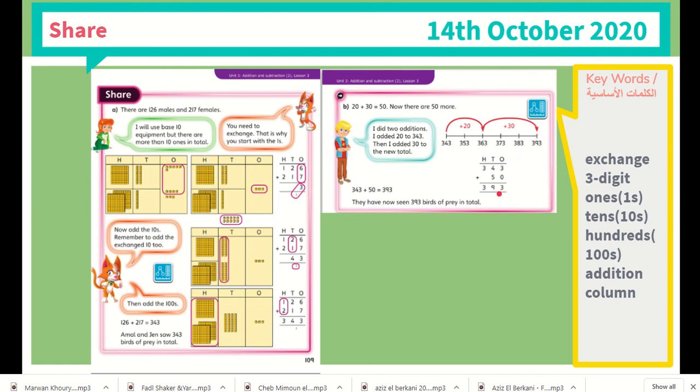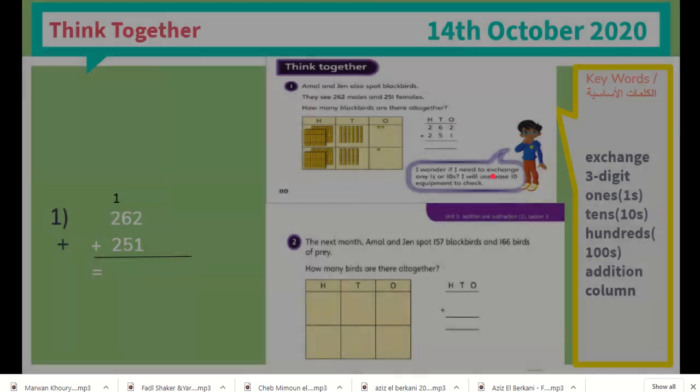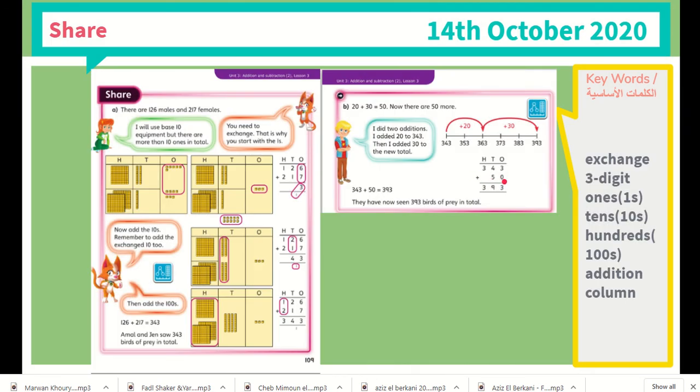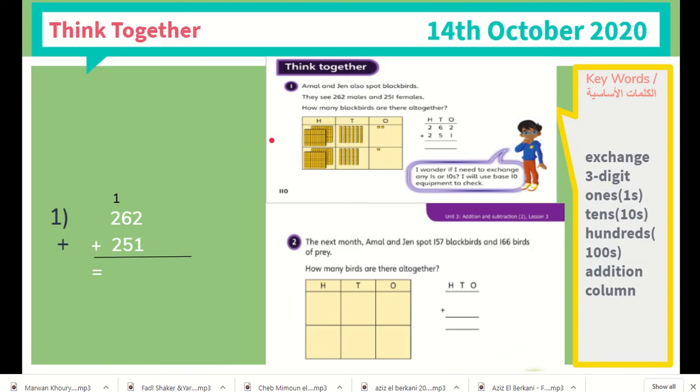Or you can use column method. 343 add 50, 3 add 0, 3, 4 add 5, 9, 3 add nothing, or 0 is 3. So the total is 393. Great, now it's time to think together.